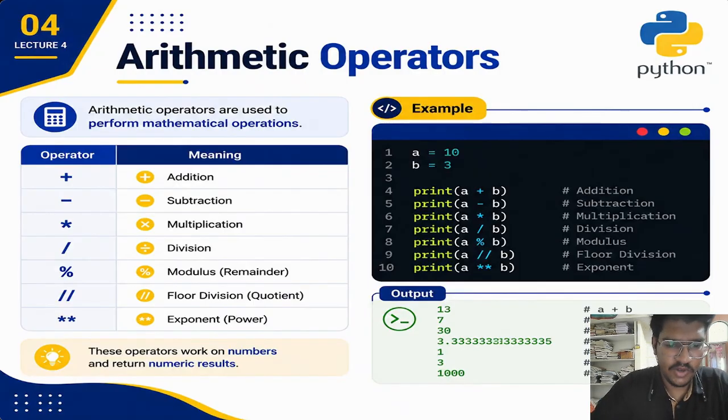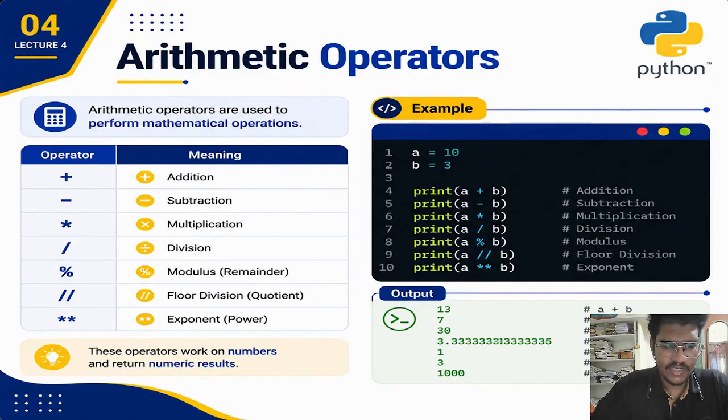The next is modulus, which returns the remainder of the division. If we calculate 10 modulus 3, then it gives 1, because 10 divided by 3 is 3 with a remainder of 1. This is incredibly useful for checking even or odd numbers or cycling through values.